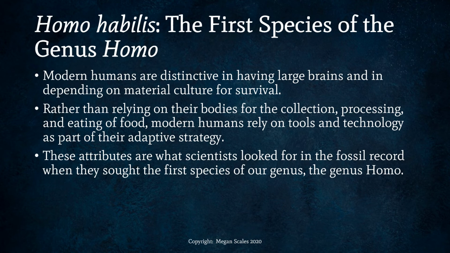So rather than relying on our bodies for the collection, processing, and eating of food, modern humans rely on tools and technology as part of their adaptive strategy. These attributes are what scientists look for in the fossil record when they sought the first species of our genus, the genus Homo. So here we're focusing on culture as something that makes us human.